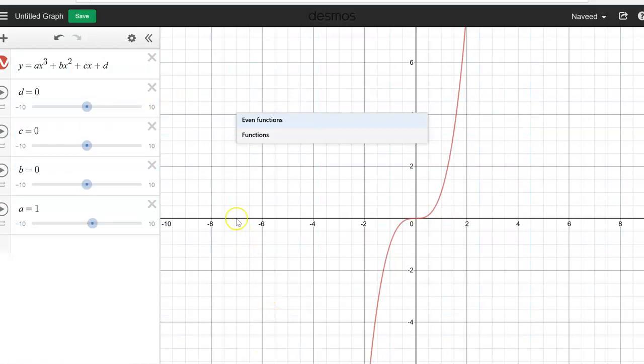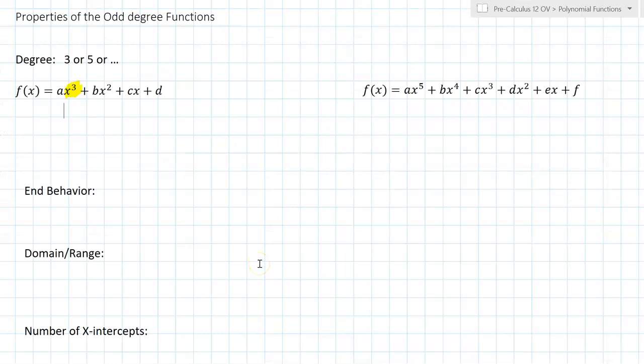So here is the general form of the cubic function. I created a slider for all the coefficients, including the constant term d. At the beginning, I like to set everything equal to 0 except the leading coefficient a, so that I can create a parent function for a cubic function. And I just want to make a note here. The parent function is f of x equals x cubed. This is the parent function.